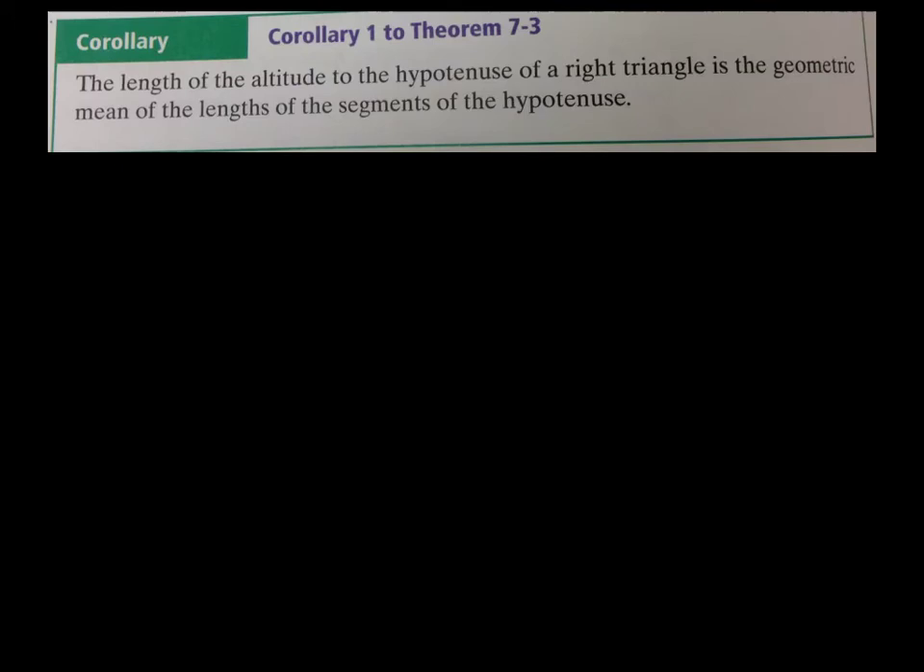Our first corollary to our last theorem. Now remember, a corollary is just an extension to a theorem. So this corollary to Theorem 7.3 states: the length of the altitude to the hypotenuse of a right triangle is the geometric mean of the lengths of the segments of the hypotenuse. All right, let's see if we can figure out what this means.